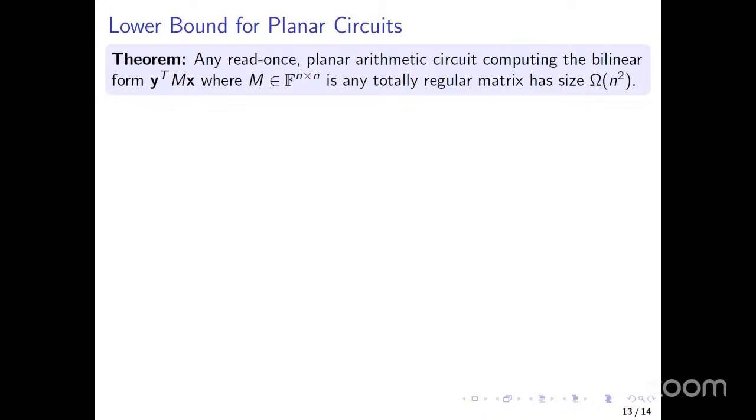Okay, so I am assuming that the proof of this was reasonably okay. And you are convinced that any read-once planar circuit computing a bilinear form corresponding to a totally regular or an MDS matrix must have quadratic size.